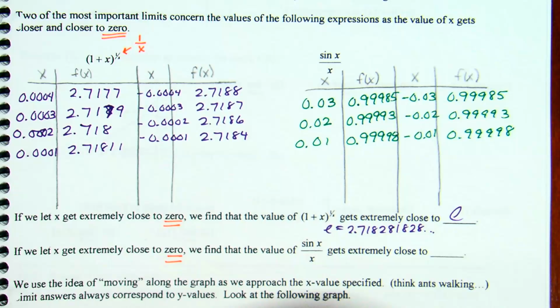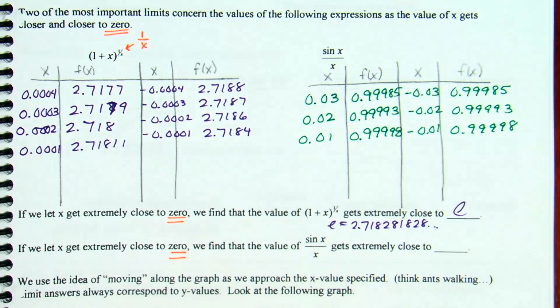So, if we let x get extremely close to 0, we find that the value of sine x over x gets extremely close to 1.